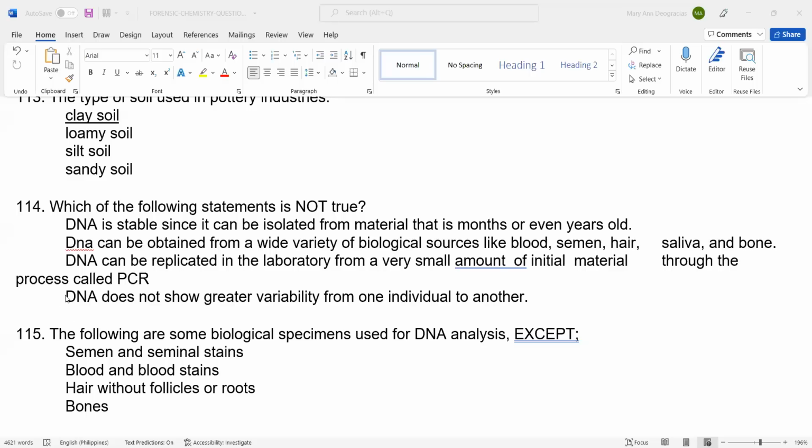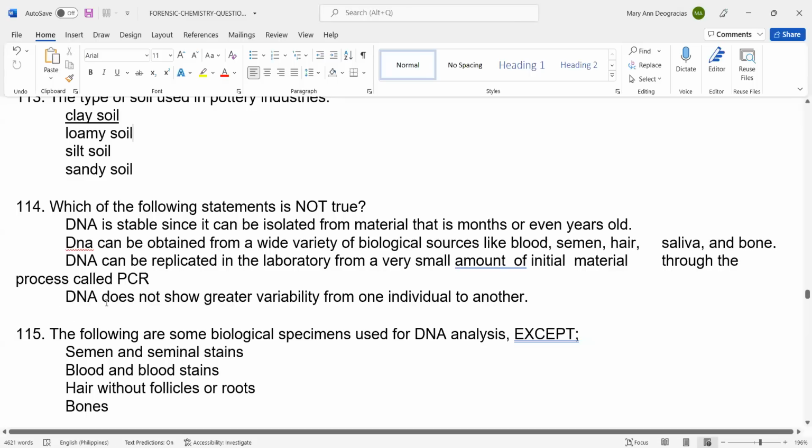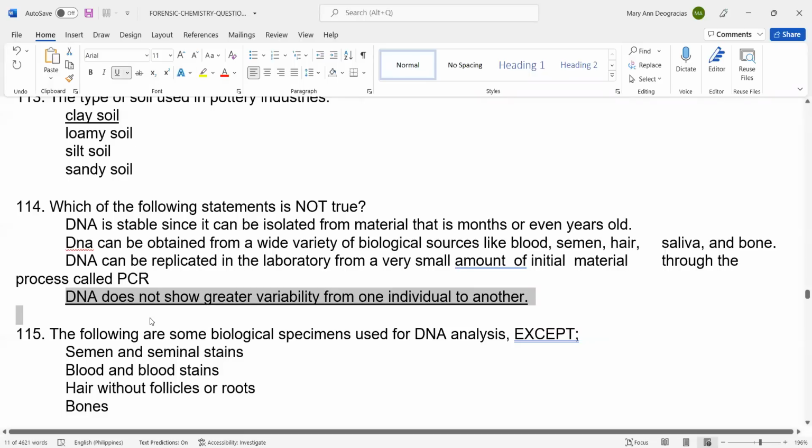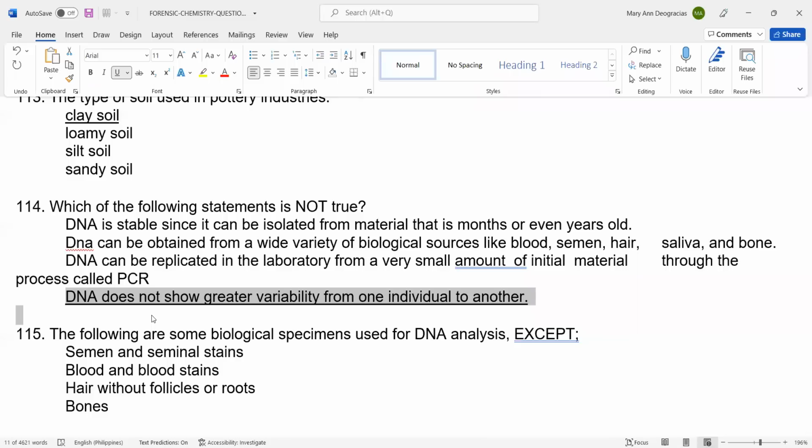Okay, number 114. Our answer is letter D. Kasi DNA show greater variability from one individual to another. Meaning, DNA is very reliable or conclusive because DNA shows greater variability, meaning magkakaiba tayo ng DNA pattern. We have different DNA patterns.